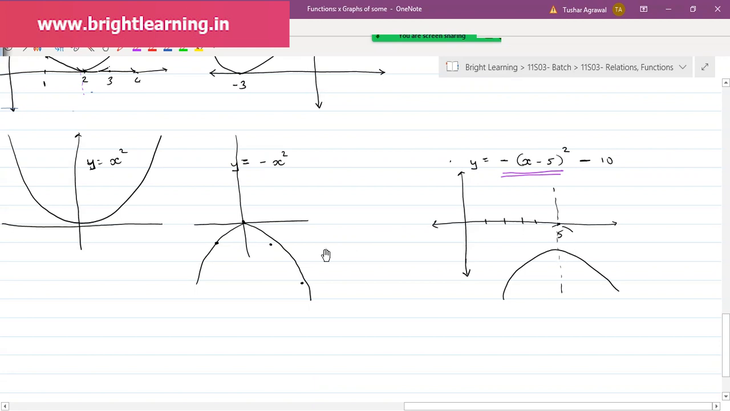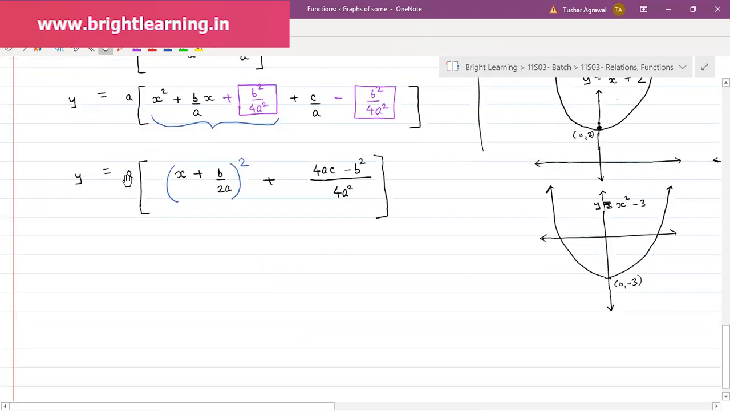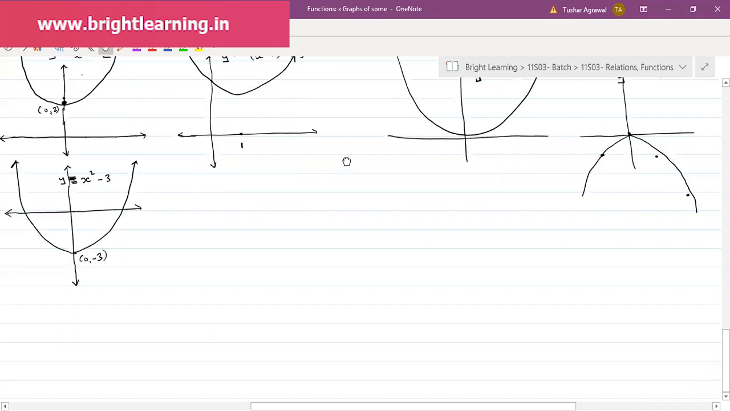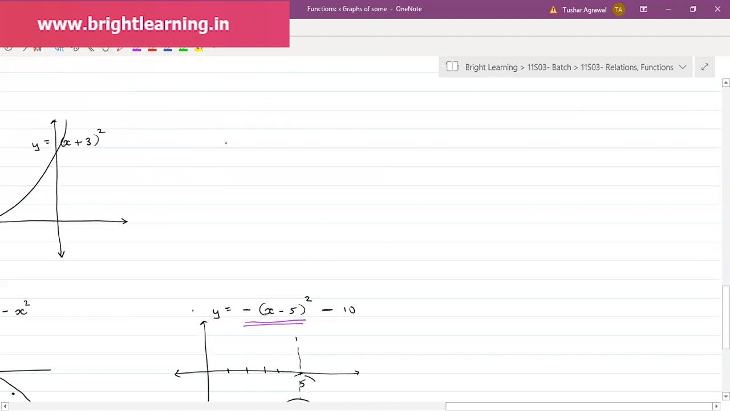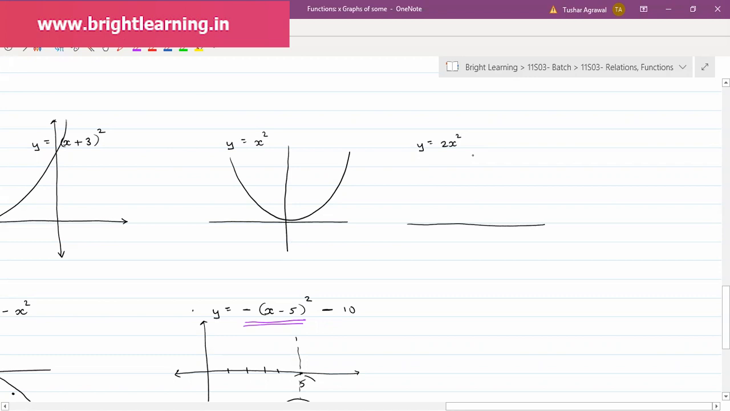Now what does this a matter? This a should also matter something, a multiplied by such things. So for that, y equals x square, and y equals 2 times x square, ten times x square.